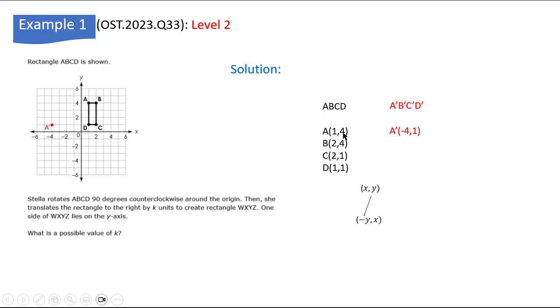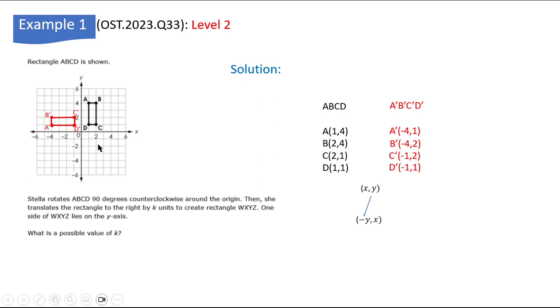So once you have this rule in place, now it's easy to see A prime is minus 4, 1, because Y changes sign. B prime is minus 4, 2, C prime is minus 1, 2, D prime is minus 1, 1. So you have it. Here's your rotated rectangle.